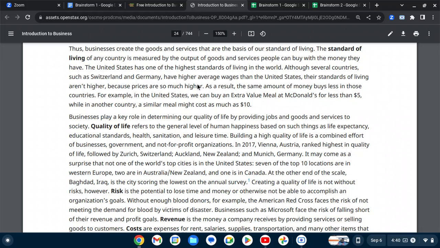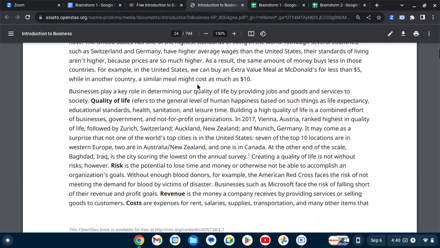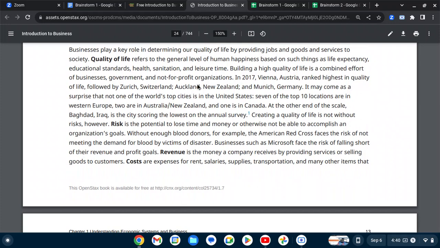The standard of living in any country is measured by the output of goods and services people can buy with the money they have. The United States has one of the highest standards of living in the world. Although several countries such as Switzerland and Germany have higher average wages than the United States, their standards of living are higher because prices are so much higher. As a result, the same amount of money buys less in those countries. For example, in the United States, we can buy an extra value meal at McDonald's for less than $5, while in another country, a similar meal might cost as much as $10. Businesses play a key role in determining our quality of life by providing jobs and goods and services to society.